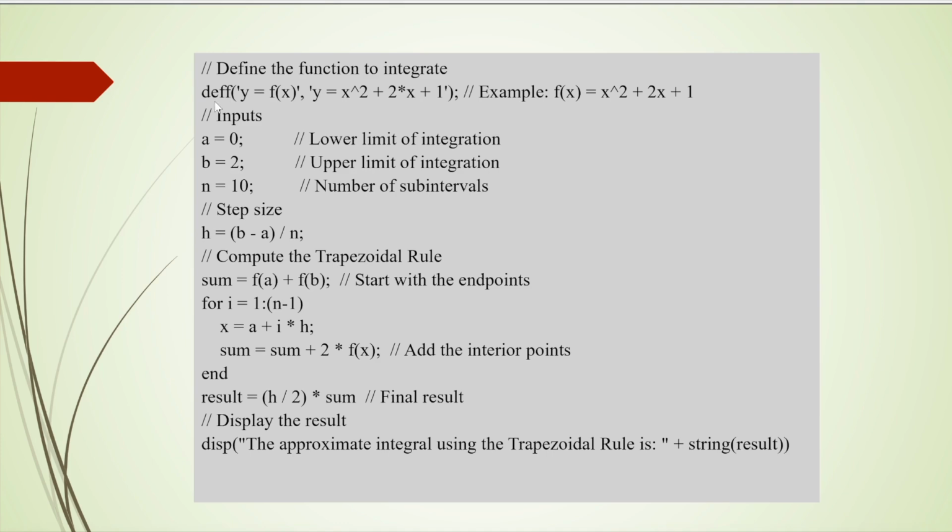Here we have defined the function to integrate, and a equal to 0 is the lower limit of the integration, and b equal to 2 is the upper limit of the integration. Here n means the number of sub-intervals, and step size h is b minus a divided by n. Then we compute by the trapezoidal rule, and this is the result, which is then displayed. Let's implement this in Scilab.